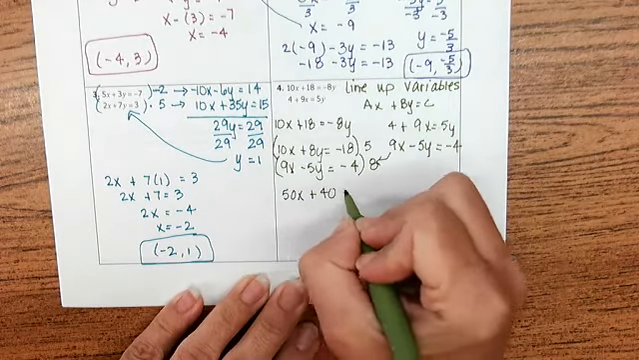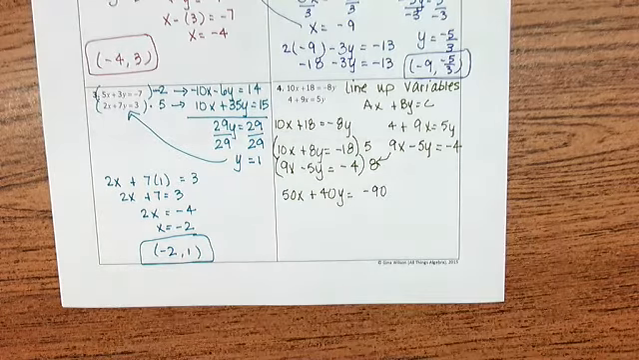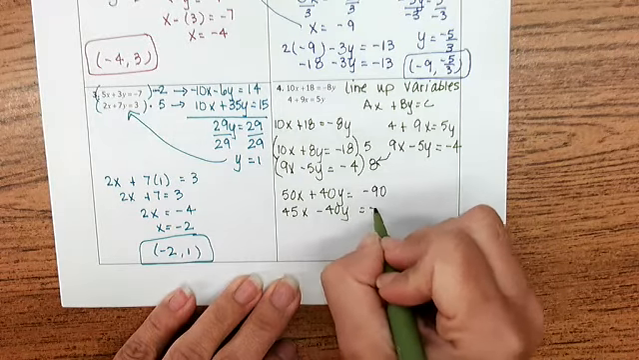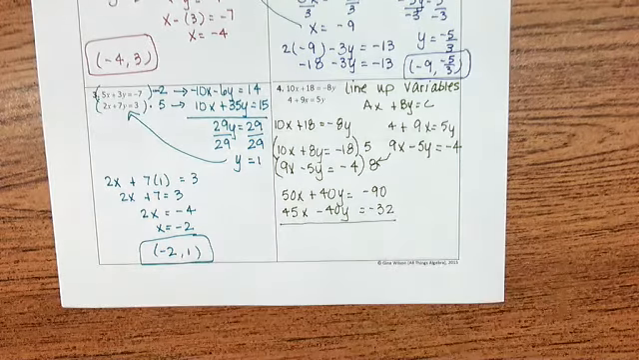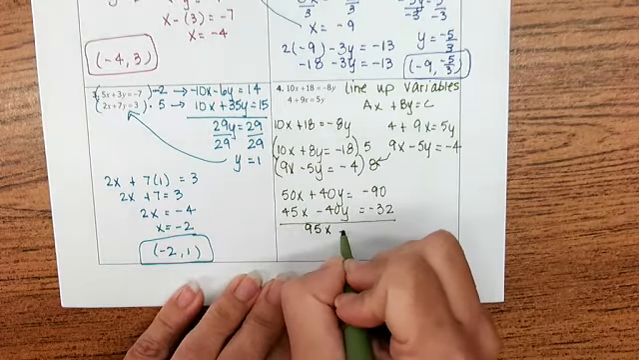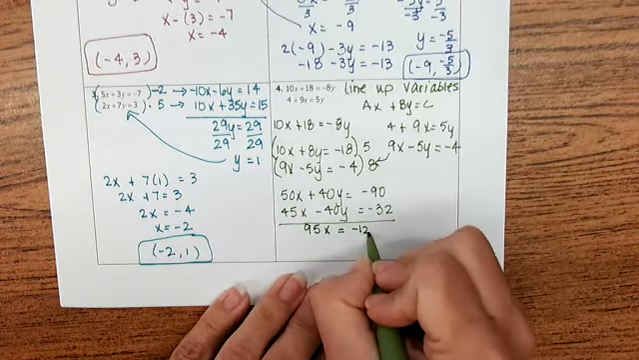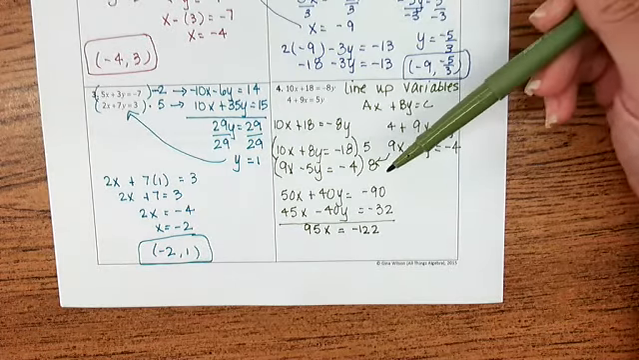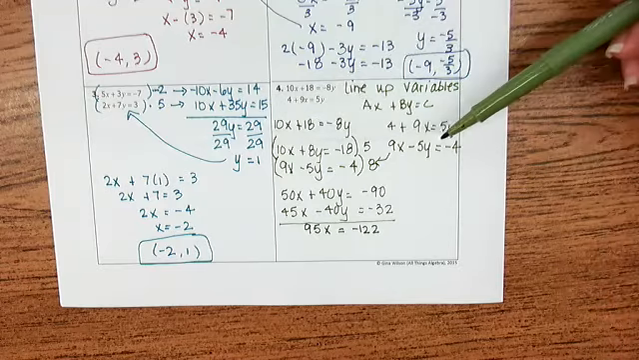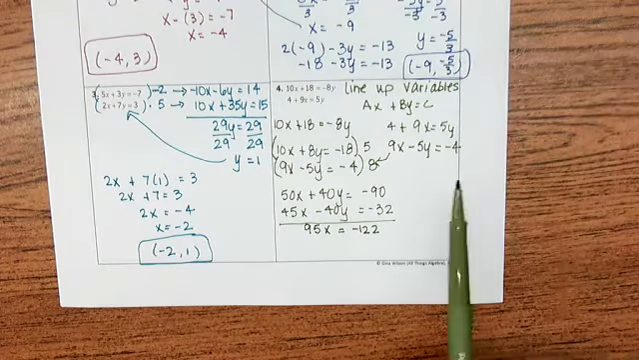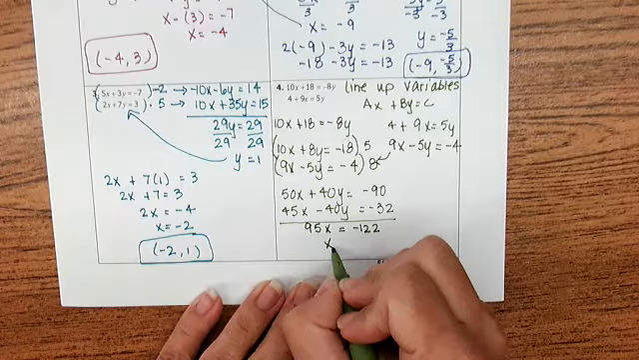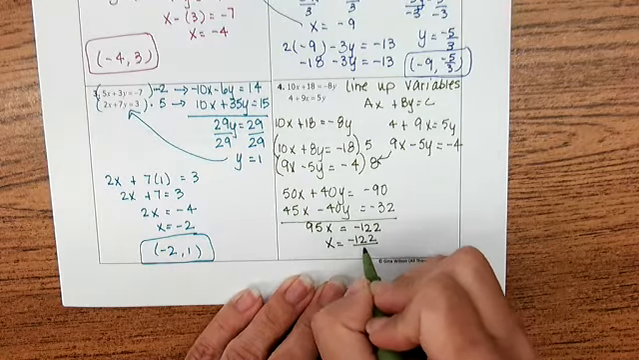50x plus 40y equals negative 90. 45x minus 40y equals negative 32. 95x equals negative 122. Oh my goodness gracious. I'm here by myself doing this problem and I really feel like I messed something up. 10x plus 8y is negative 18. 9x minus 5y is negative 4. If you see my mistake, go ahead and post it on Classroom. I just am really nervous that this is such a nasty number. Negative 122 over 95.